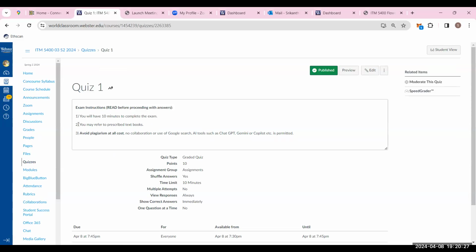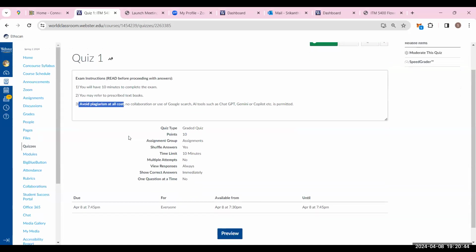And if you want, you can refer to any books, but make sure that you're not using any kind of AI tools, right? ChatGPT, whatever. Avoid plagiarism at all costs. You don't want to do that. I see a lot of people get in trouble in the university.